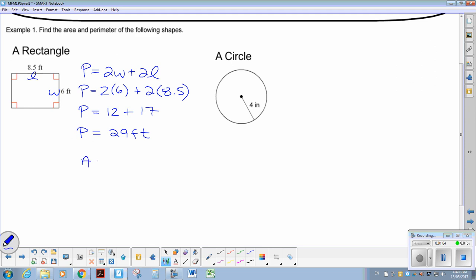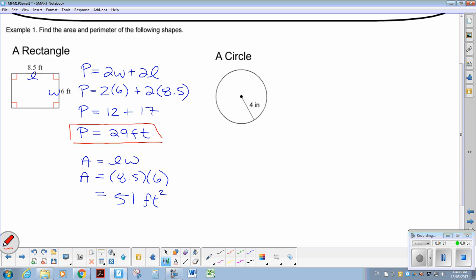Also from your formula sheet, area is length times width. We've already labeled them. Length is 8.5. Width is 6. And when you do your multiplication, you'll get a value of 51. And now it's going to be square feet, because it is an area. All right, so there are 2 answers for the rectangle. So you're just using your formula sheet that is provided and getting used to using that, the formulas that are provided by EQAO. So you'll have that formula sheet for tests as well.